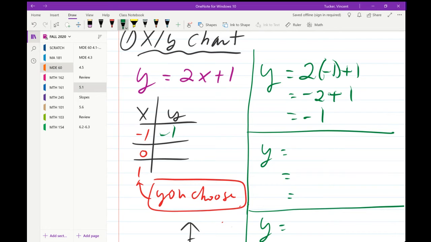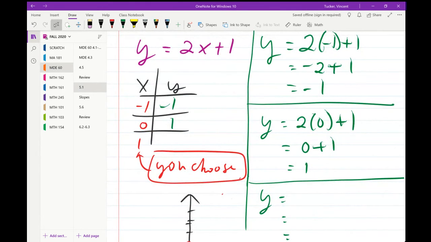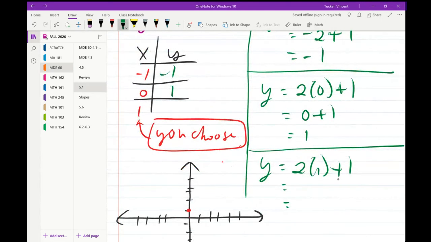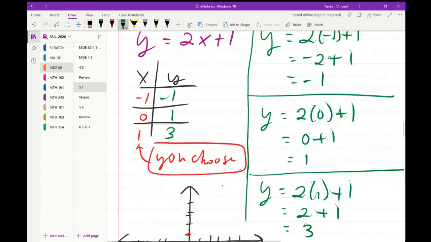So when x is -1, then y is -1. And of course, that's just a coincidence. When you plug in 0, 2 times 0 is 0, plus 1, which is 1. And plug in 1: 2 times 1 is 2, plus 1 is 3. So before we look at the graph, questions on how we calculate it?